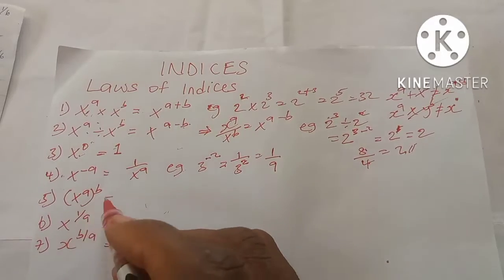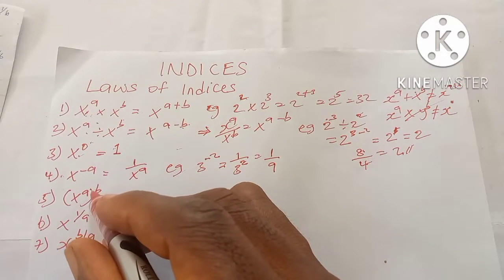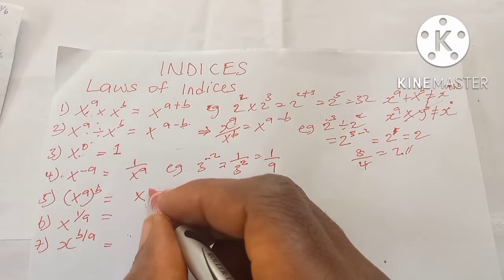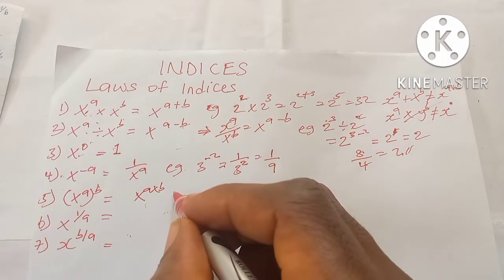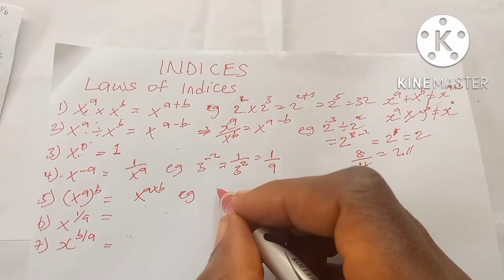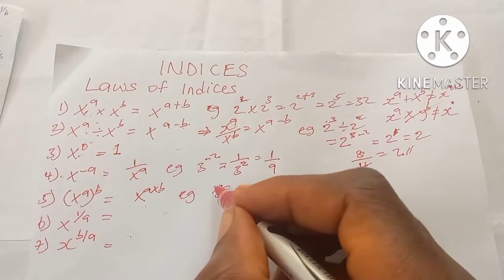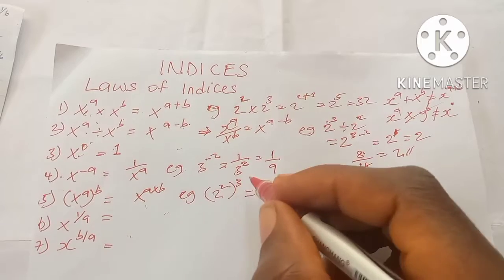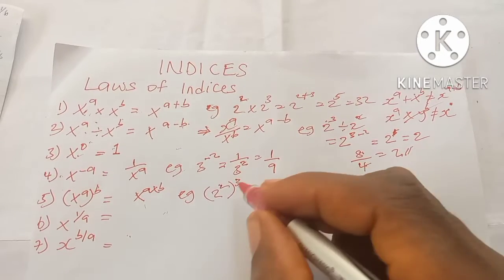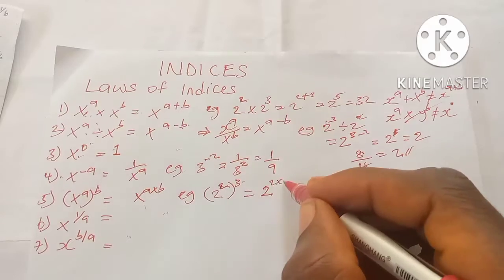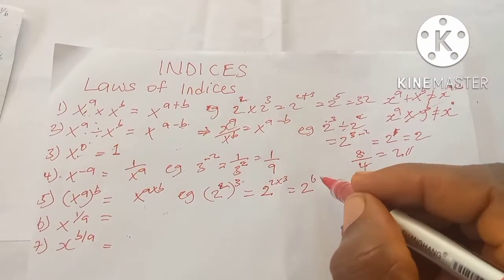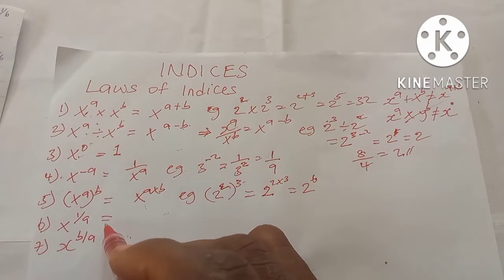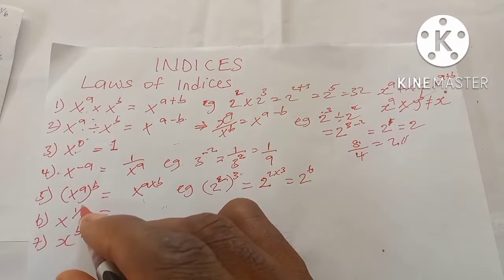The fifth law of indices states that x to the power a, all in brackets, raised to the power b is equal to x to the power a times b. An example of this: let's say we have 2 to the power 2 in brackets, all raised to the power 3. This is equal to 2 to the power 2 times 3, which is equal to 2 to the power 6.